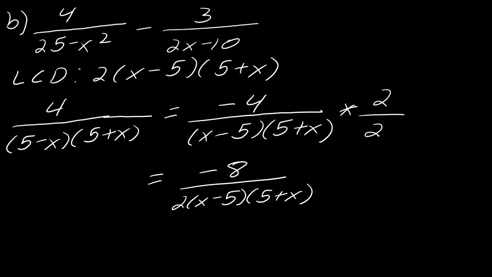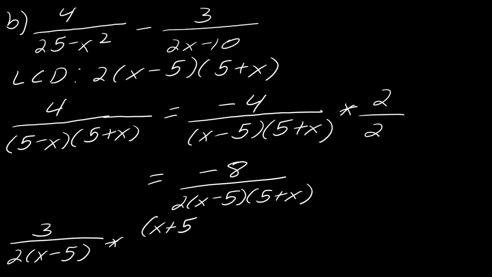Okay, so now for the other fraction, I'll just take this as 3 over 2 times x minus 5. So for this one, I know I just need to multiply this by x plus 5 or 5 plus x, it doesn't matter which way you want to write it. So this will equal then 3x plus 15 over the denominator.